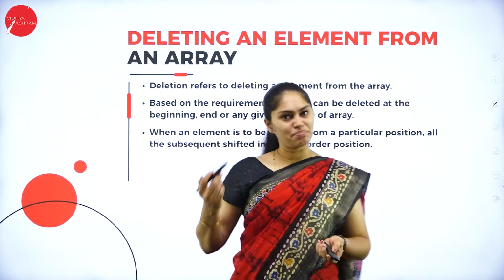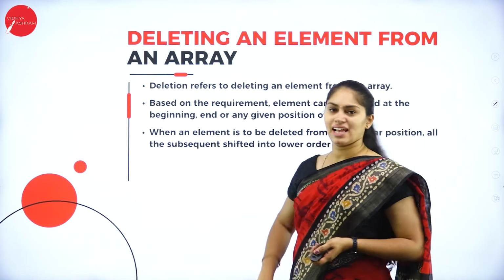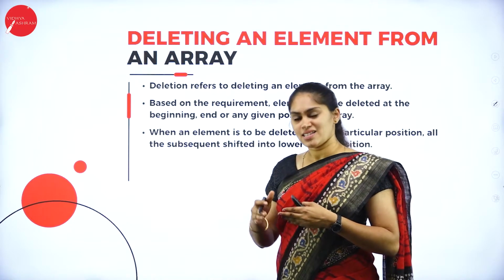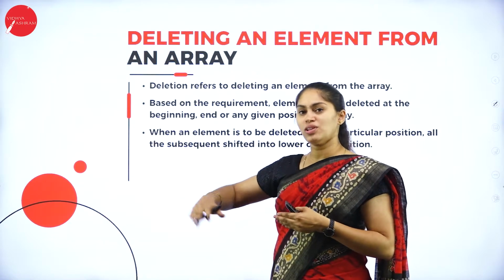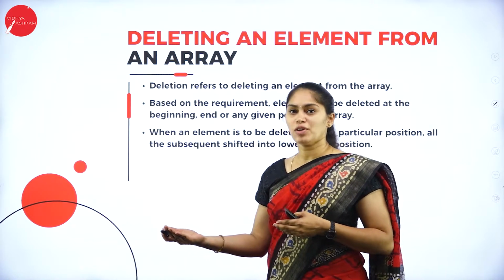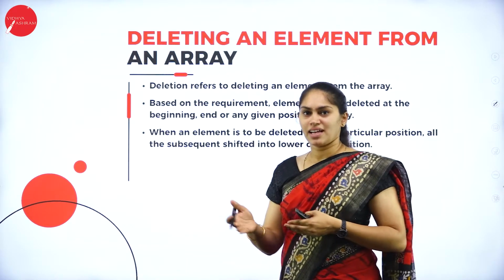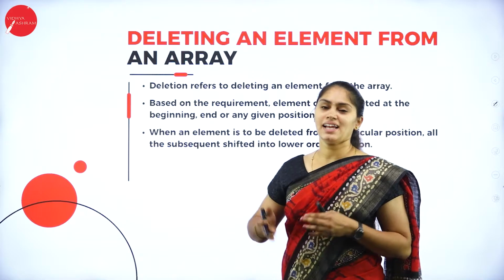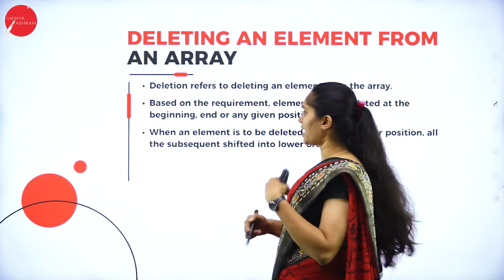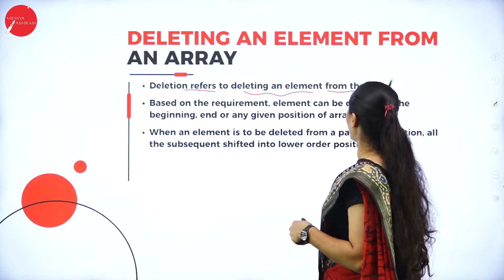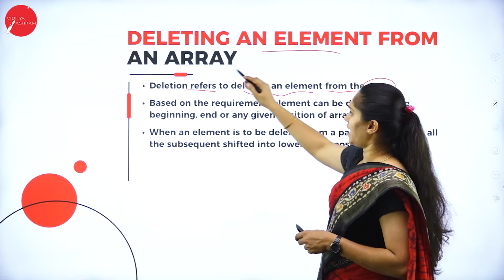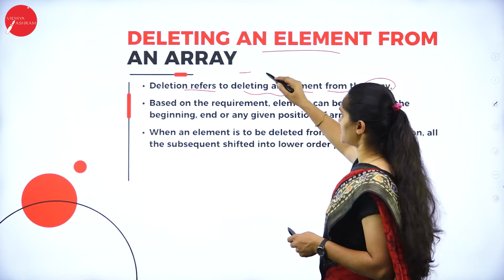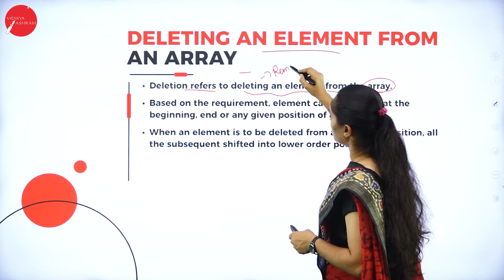What will happen when we are doing deletion of an element? We got to know that in insertion the elements are pushed to the next location. But what will happen in deletion? It's the reverse. That means n will be minus 1. When we are deleting an element from the array, or removing an element from an array, it is called deletion of an element in an array. So here you can say that it is removing of an element.